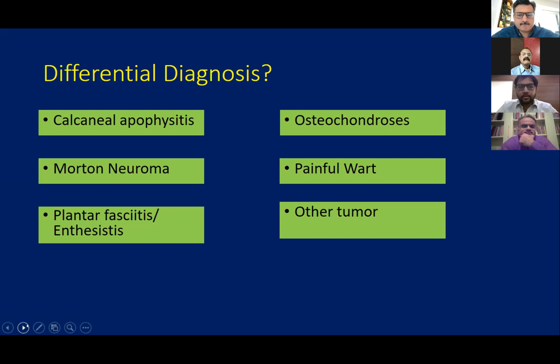But the calcaneal apophysitis could be ruled out because of the location of the pain, which was slightly distal over the metatarsals. Osteochondrosis was one of the considerations. Morton's neuroma was also one of the considerations.